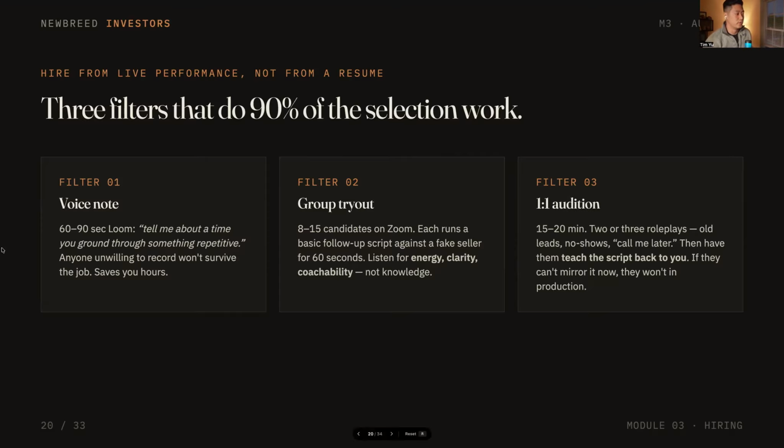Okay. And in the voice note here, you kind of see: tell me about a time you ground through something repetitive. Anyone unwilling to record won't survive the job. It'll save you tons of hours. So as you can see, we are just building a little bit of barriers and also testing them along the way. That's not like stupid stuff.